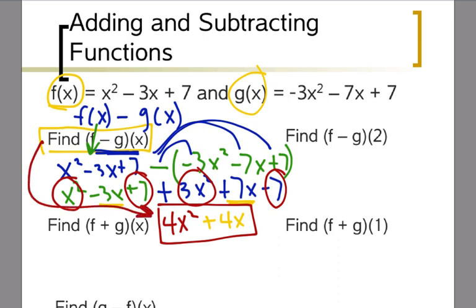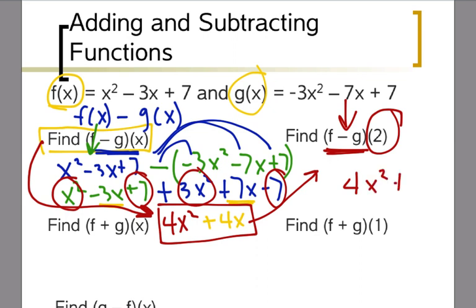Now, on this next problem, it says find f minus g of 2. Well, I already did the f minus g part. That answer is right here. So this is actually 4x squared plus 4x. What I'm asked to do now, when there's a 2 right here, is they're saying now put a 2 in there. Okay? So I can take this answer that I already found and just put a 2 in it.